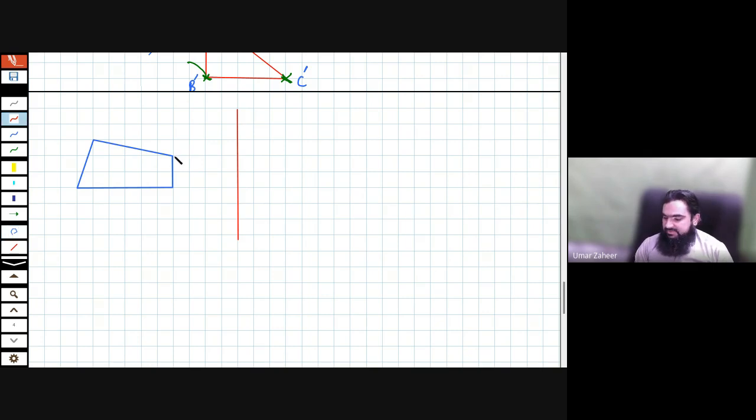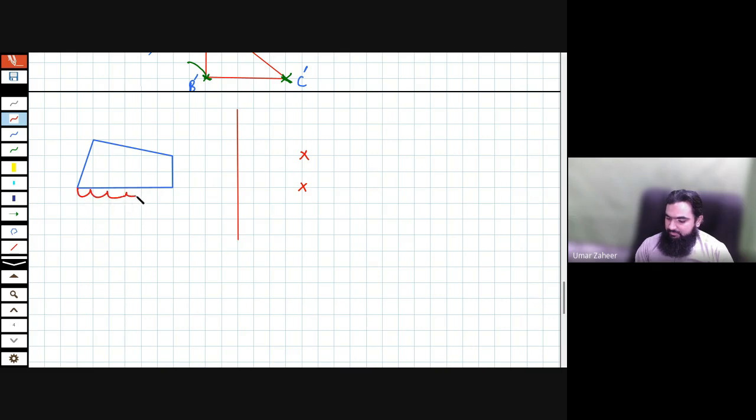So take the perpendicular distance, 1, 2, 3, 4 points. This point will become here. Again, 1, 2, 3, 4. This point is going to be here.